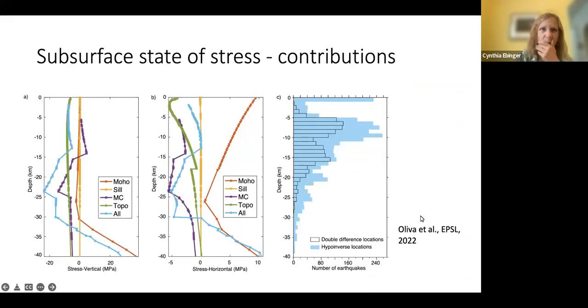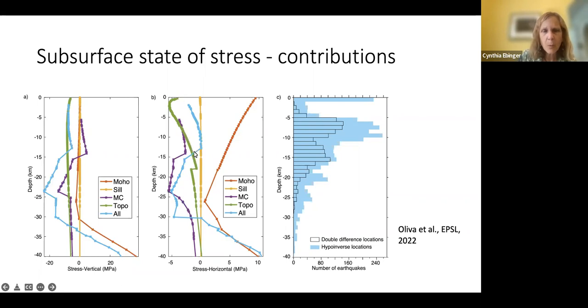So Sarah did analytical and numerical simulations and took it apart and said, okay, how do the vertical stress and the horizontal stress change with just topography? Green line.